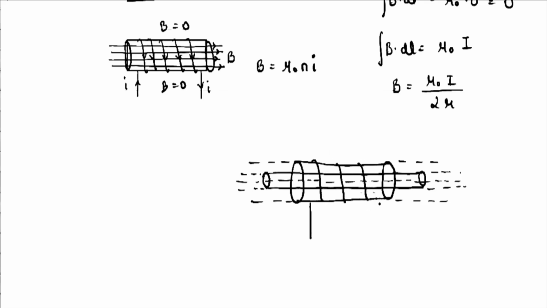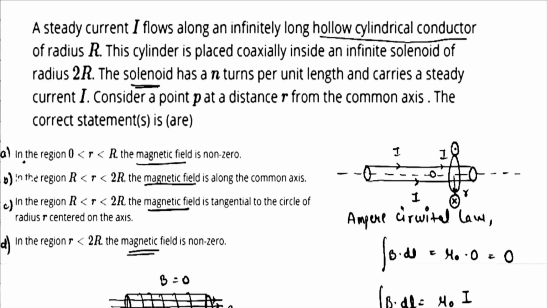So I'm taking just a few turns just to show the magnetic field. Okay, current I is flowing in the solenoid as well as current I is flowing in the hollow cylindrical conductor. So now we are given R, capital R, is the radius of the hollow cylinder and 2R is the radius of the solenoid. Okay, so now in statement 1 we are given that in the region 0 to R, less than capital R, the magnetic field is non-zero.